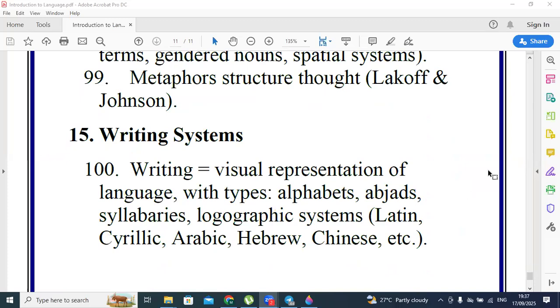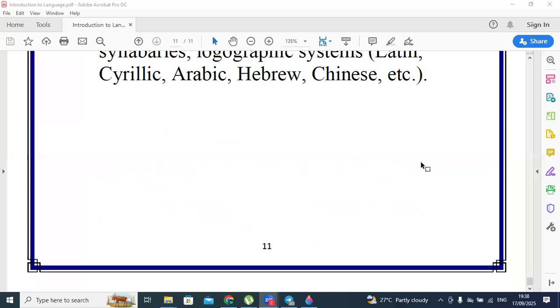Writing systems. Writing is the visual representation of language, with types: alphabets, abjads, syllabaries, logographic systems. Latin, Cyrillic, Arabic, Hebrew, Chinese, etc.